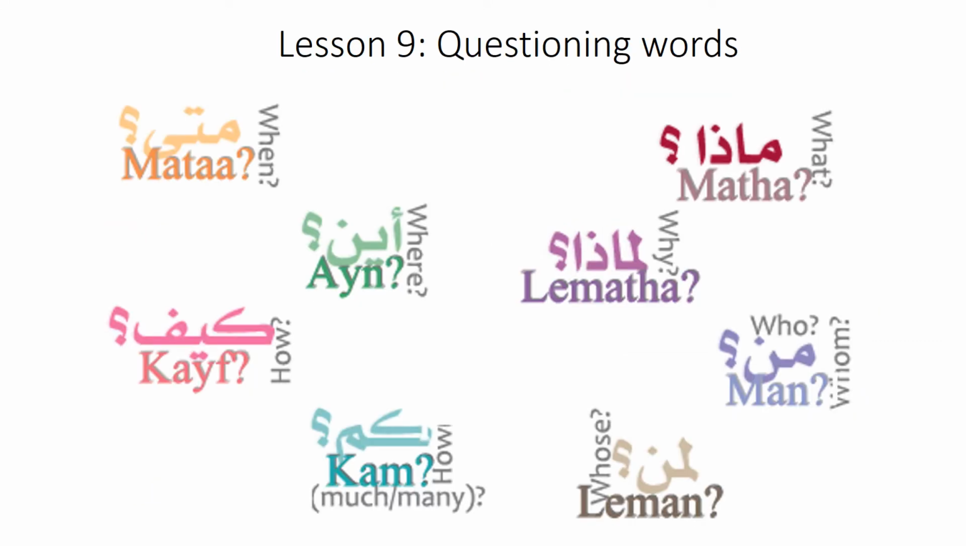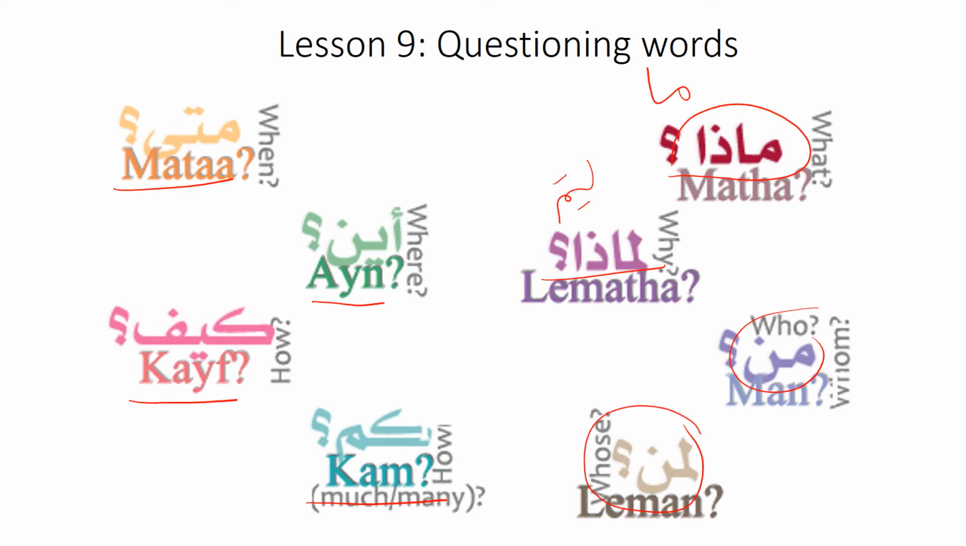Lesson 9 is all about questioning words. So we have mata means when, aina means where, kaifa means how, kam means how much or how many, mada means what, or you can say ma. Limada means why, or you can say lima as well, just lima like that. Man means who, and liman means whose. And there is another one, anna, which means how or etc. There's a few other meanings for it.